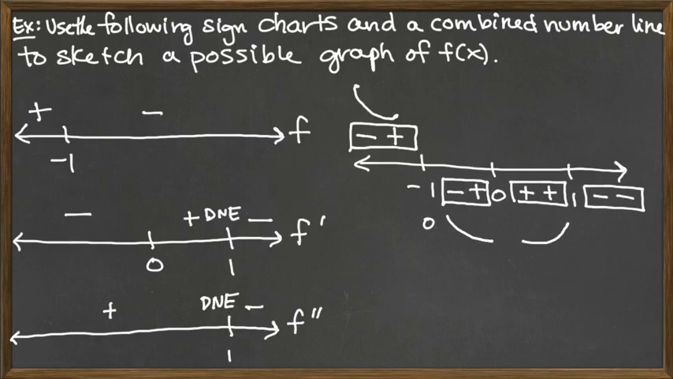But then it switches to negative once we hit 1. The first negative is indicating that we're going down. The second negative is indicating that we're doing that in a concave down sort of way. And so there's the arc that we would see.